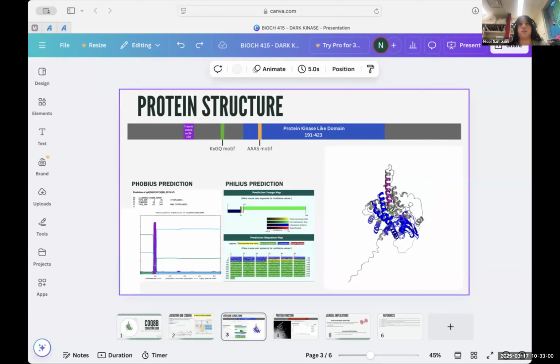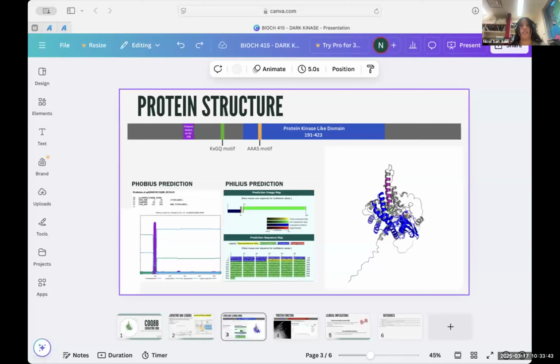While there is no published structure for coenzyme Q8B, it does have an AlphaFold structure, shown here. It has a single transmembrane-spanning domain. Then this is the Phobius and Philius prediction. As you can see, they're quite similar, with just the single transmembrane domain. The transmembrane domain is in purple, and the protein kinase-like domain is blue. Despite the sequence similarities to protein kinases, experiments that attempted to demonstrate canonical protein kinase activity for these proteins in vitro have been largely unsuccessful, and there is no direct evidence for phosphorylation by these proteins.